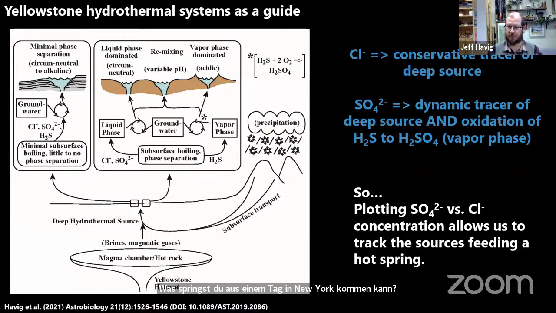And so just to really make sure everyone's clear on this, chloride is the conservative tracer of the deep source. So chloride, we're not adding or subtracting that; it is just staying with the liquid source and the liquid phase. Sulfate is a dynamic tracer, so you have some sulfate coming up with a deep source, but you also have some sulfate being produced from oxidation of hydrogen sulfide. And so if we plot sulfate versus chloride, it actually allows us to do a pretty good job of teasing apart those three different sources for hot springs. And so that's what we'll be getting into.